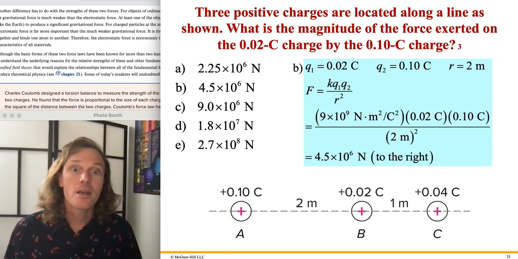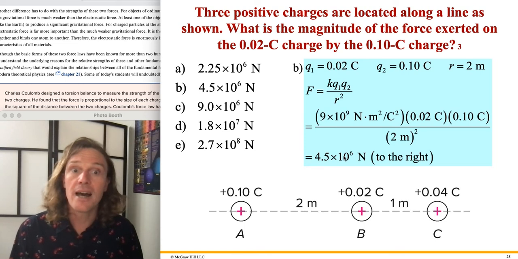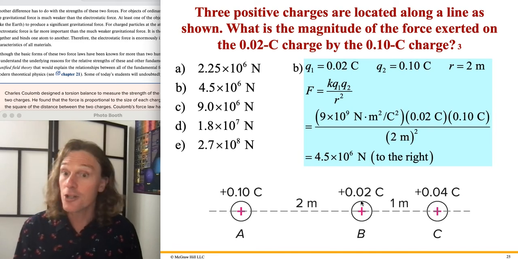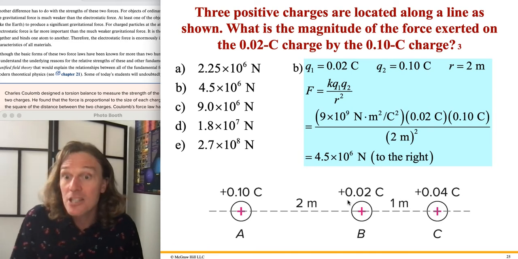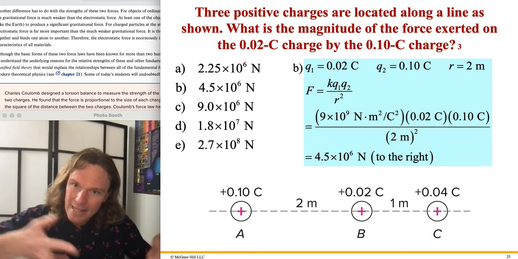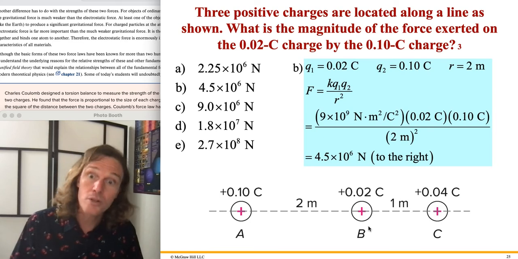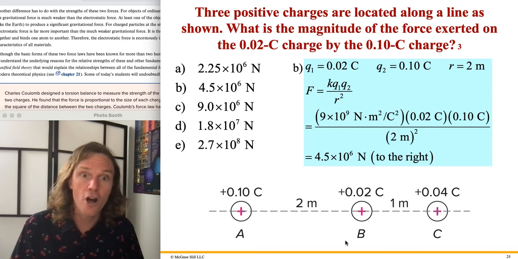All right, well, you should get 4.5 million newtons, okay? And just to remind us, this is the force acting on the 0.02. So B is our charge of interest, because think of it as the middle one, right? We're focused on that one right in the middle, experiencing all the forces, okay? And we were asked only to figure out what the charge on the far left is doing to it. So in other words, we found the force on B from A.